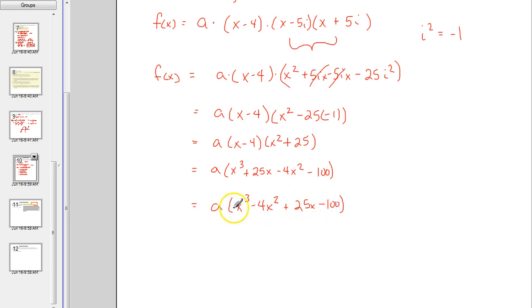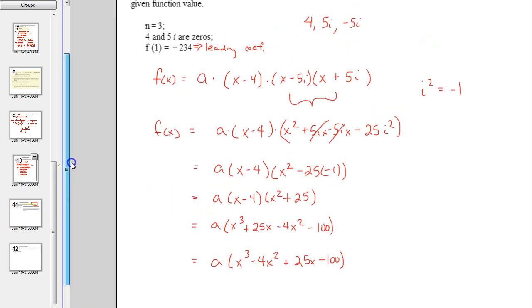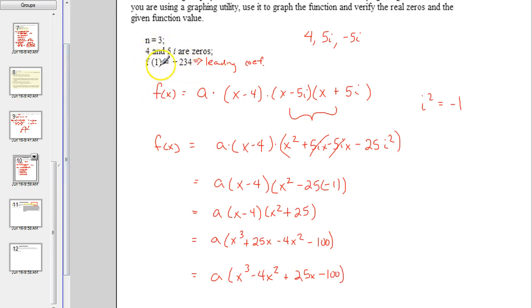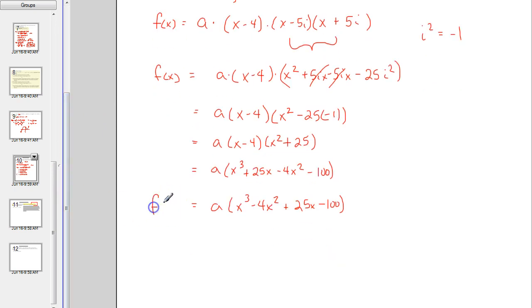Okay, so we've got the polynomial, the ratio of the coefficients of each term, but we don't know exactly what the leading coefficient is going to be. Okay, that's where this comes in. The f of 1 equals negative 234 is where this is going to come in. So f of x equals this. f of 1 then equals a times 1 cubed minus 4 times 1 squared plus 25 times 1 minus 100.